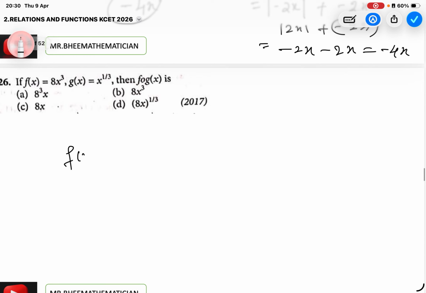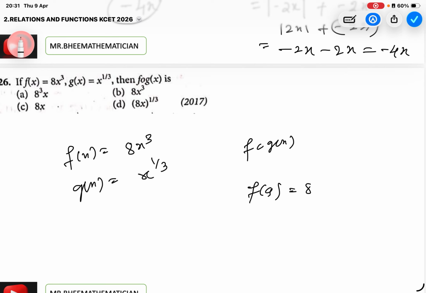Next question: f of x is equal to 8x cube, g of x equals x to the power 1 by 3, and they are asking f of g of x. f of box will be 8 into box cube. In that box, g of x is there. So 8 into g of x, which is x to the power 1 by 3, cubed. These two cancel, then the answer will be 8x. f of g of x is 8x.